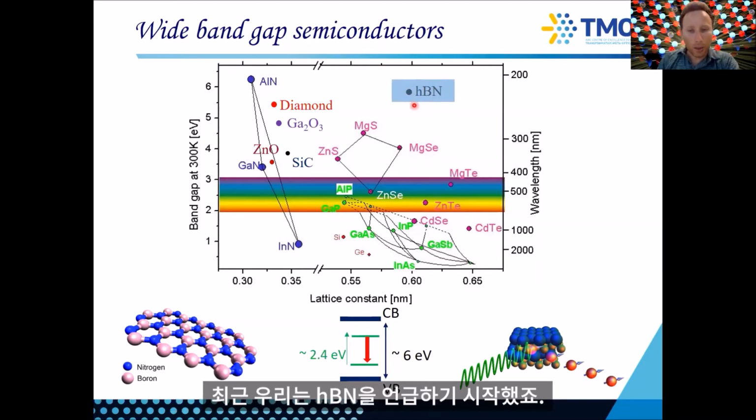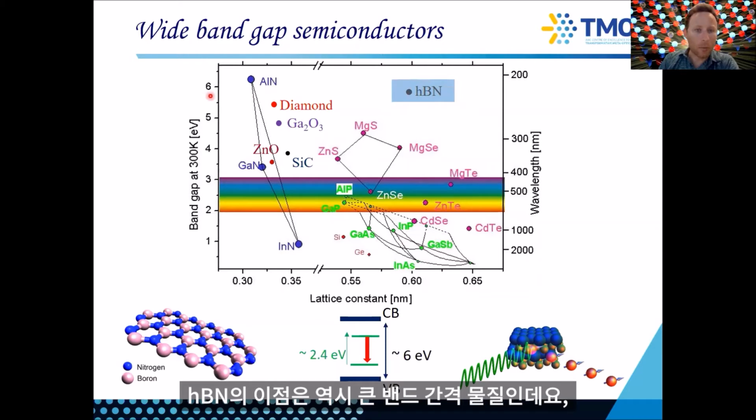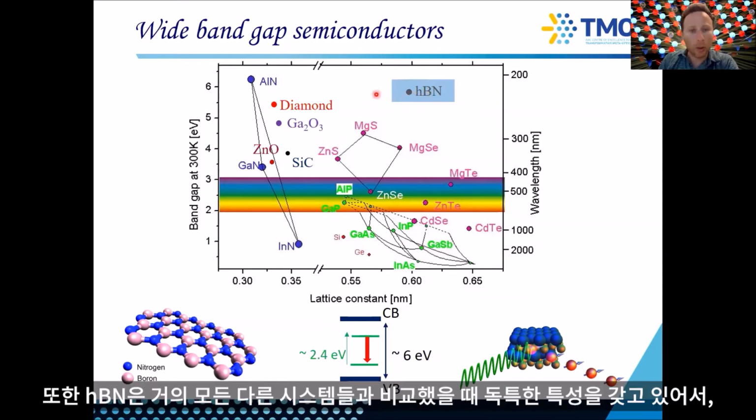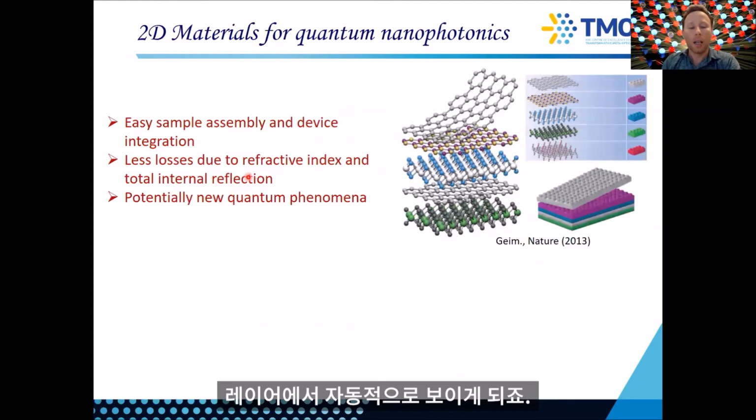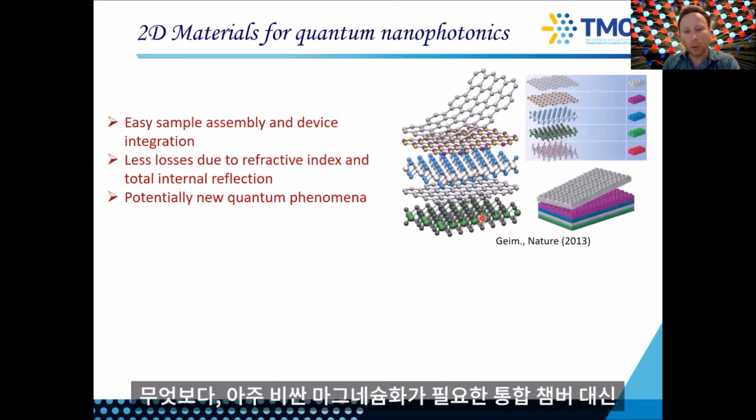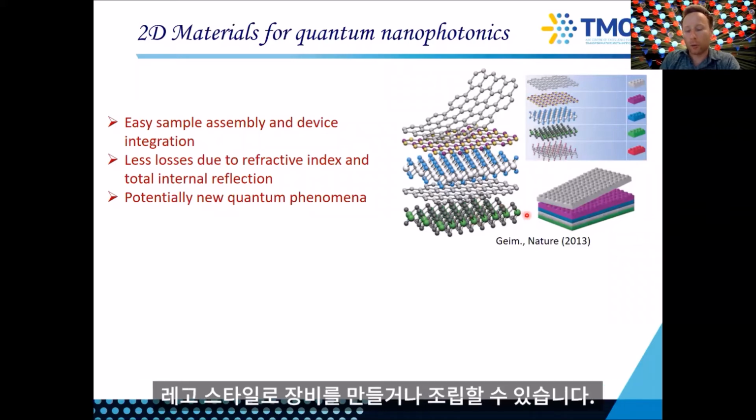So recently we started to look into hBN, and the advantage of hBN here, of course, is that it's also a large bandgap material, but a unique property of hBN as compared to pretty much all the other systems here is its ability to be exfoliated into atomically thin 2D layers. This is quite an advantage because you can think of, first of all, assembling devices in the Lego style, instead of, for example, very expensive growth chambers like you need to use with gallium arsenide.